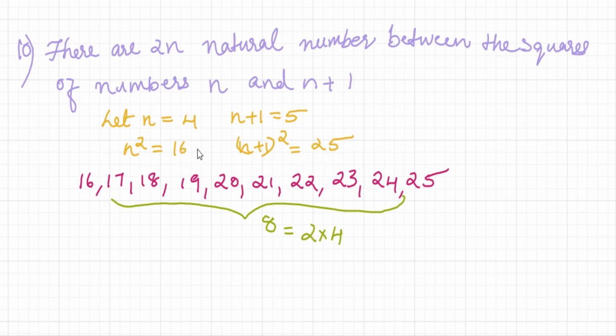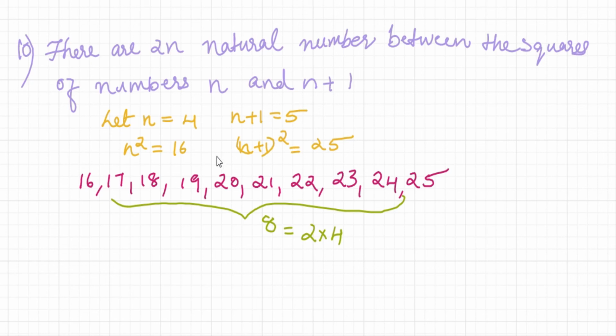Now between n square and (n plus 1) whole square, between 16 and 25, the numbers are 17, 18, 19, 20, 21, 22, 23, 24. How many numbers? Count: 1, 2, 3, 4, 5, 6, 7 and 8. So there are 8 numbers between 16 and 25, and 8 is simply 2 into 4. So that's it. There are 2n natural numbers between the squares of numbers n and n plus 1.